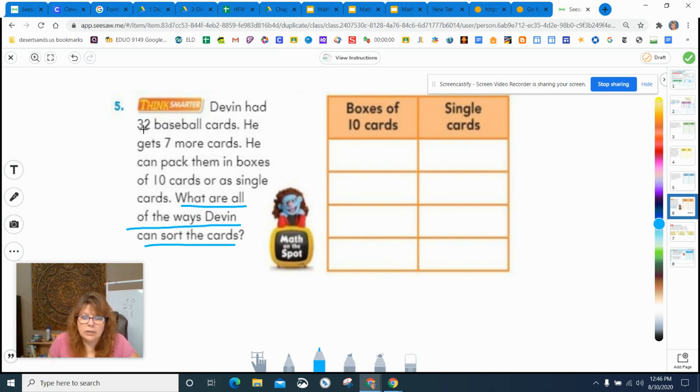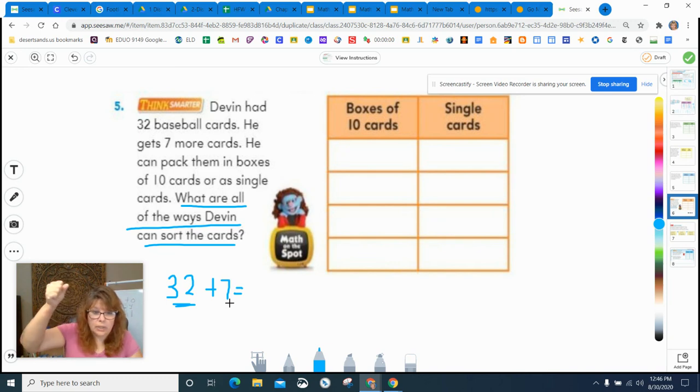So we know that Devin had 32 cards. So he has 32. Then he gets 7 more. What does that mean? If he gets more, that means we're going to add 7 more. So let's say 32 is the greatest number and we're only adding a single digit. So we're counting on 32, 33, 34, 35, 36, 37, 38, 39. So he has 39 cards.